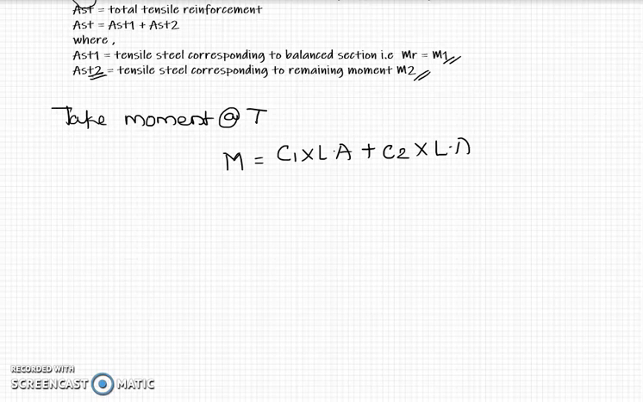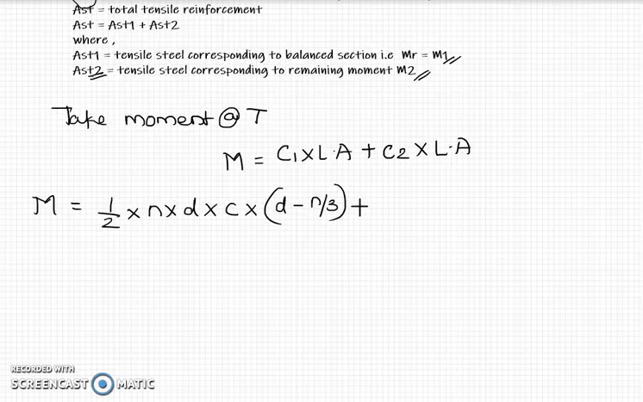Now what is the value of C1? It is the same: half base into height into the value of stress C, and the lever arm is D minus N by 3. So this is C, this is the lever arm. This is the same value that we found for the singly reinforced section. Similarly, what will be the value of C2? C2 is nothing but mC, the modular ratio, into ASC. The stress here is C dash.